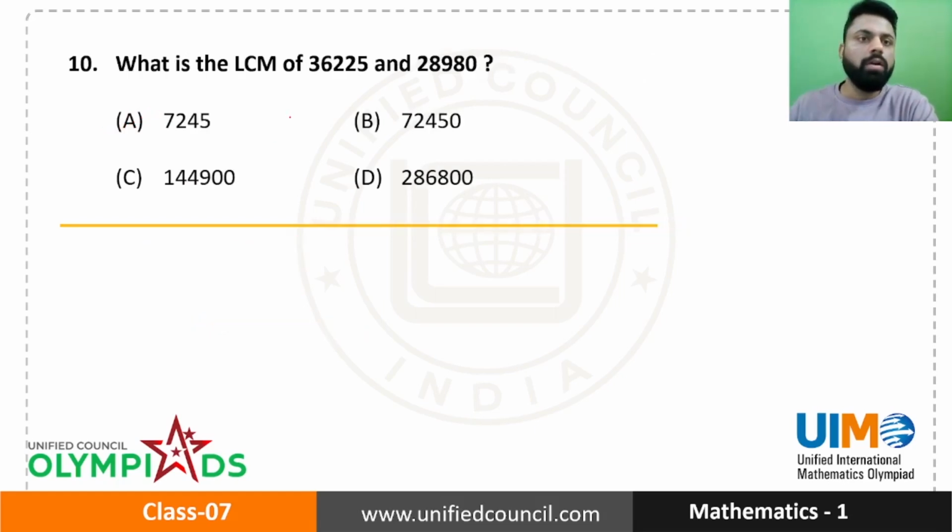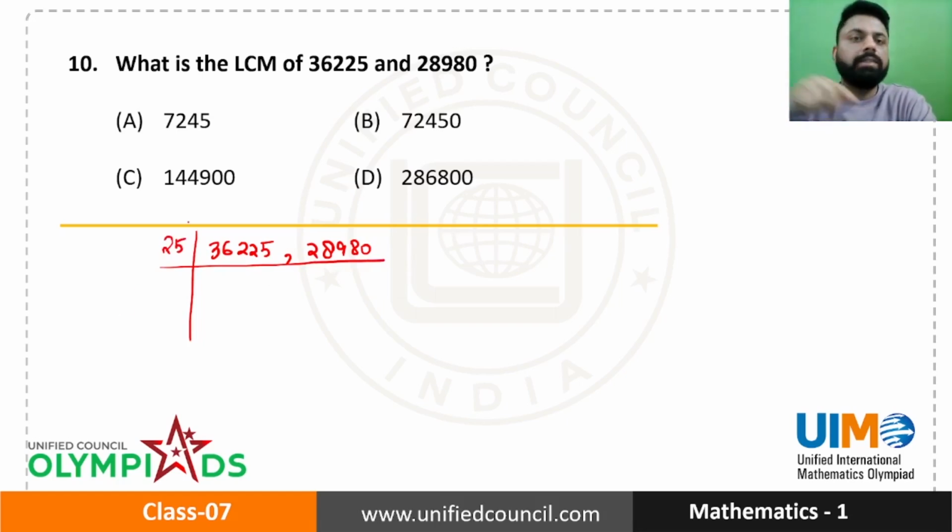A option. What is the LCM of these two numbers? 36225 and 28980. So see, both the numbers can be divisible by 25. First of all, let's try to understand this. We can actually solve it without doing the calculations. This number is not divisible by 10, but in option B, C and D options, these are the multiples of 10. So technically they are not the correct one because we cannot take it out common. But this is true for HCF.